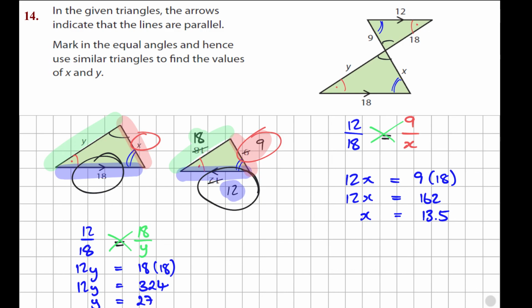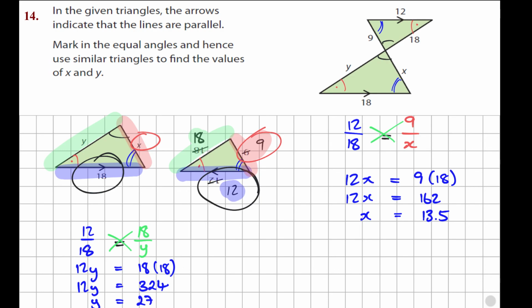Similarly, when we're looking for a value for y, we took the two sides that we knew, and we said 12 over 18 is equal to, and then we took the two y values. Because 12 came from this fraction, we had to make sure the numerator came from this triangle too. So that was 18, so we put 18 in, and obviously y was in the first triangle. And then we cross multiplied. We got 12y is equal to 18 times 18. So that will give us 12y is equal to 324. So to find out what 1y is, we divide both sides by 12.